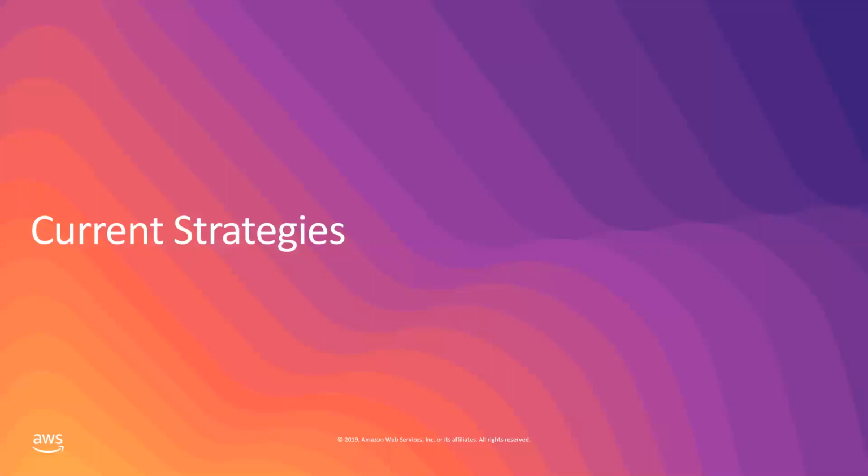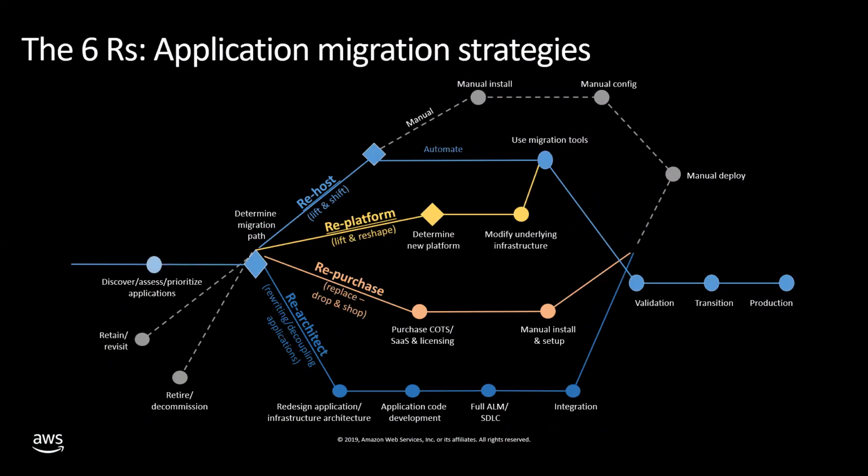Okay, we'll talk a little bit about current strategies that are in place. If you think about this diagram, it's kind of a left to right journey. We look at the six R's, they're called in the industry. And today we're going to spend primarily time talking about lift and shift, which is the rehost pathway.